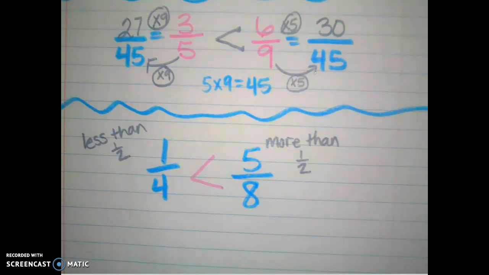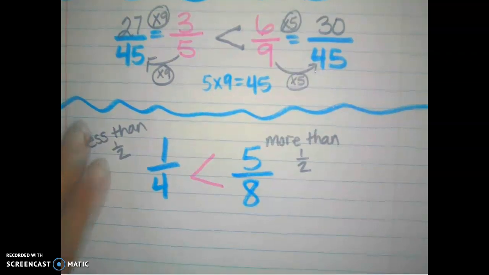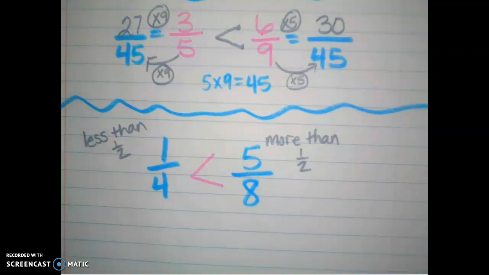If you can tell that one's smaller than a half and one's bigger than a half, you can use this strategy. But if they're both less than a half, it's not going to help you. And if they're both more than a half, it's not going to help you. But if you can tell that one's smaller than half and one's bigger than half, then you can use that to help you find out which one's greater than and less than. Okay? I'm going to show you another strategy. Same kind of thing. It doesn't work all the time.